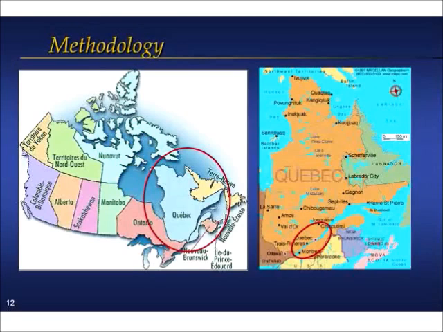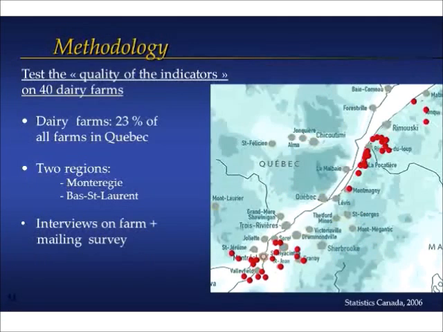Well, this is for the people who don't know Canada, this is Canada first, and Quebec, and the region of Quebec, which we test the quality of the indicators after the focus group on 40 farms. I will explain that next. 40 farms selected in two contrasted agroclimatic regions.